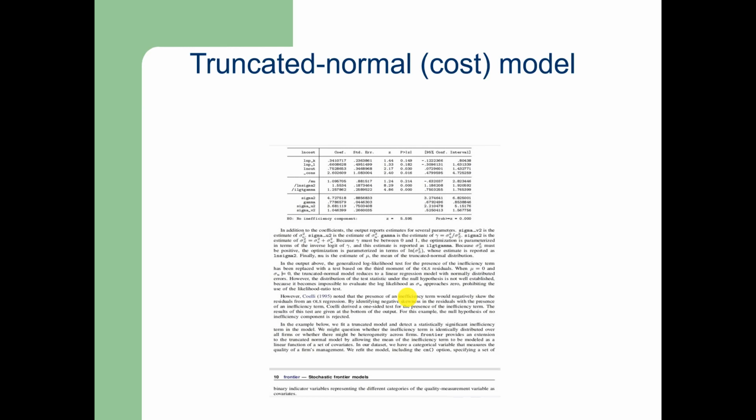prohibiting the use of the likelihood ratio test. However, Coelli in his 1995 study noted that the presence of the inefficiency term would negatively skew the residuals from the OLS regression. By identifying negative skewness in the residuals with the presence of the inefficiency term, he derived a one-sided test for the presence of the inefficiency term, and the result of this test is given at the bottom of the output here. For this example, the null hypothesis of no inefficiency component is rejected, which means that there is inefficiency present in this estimation.